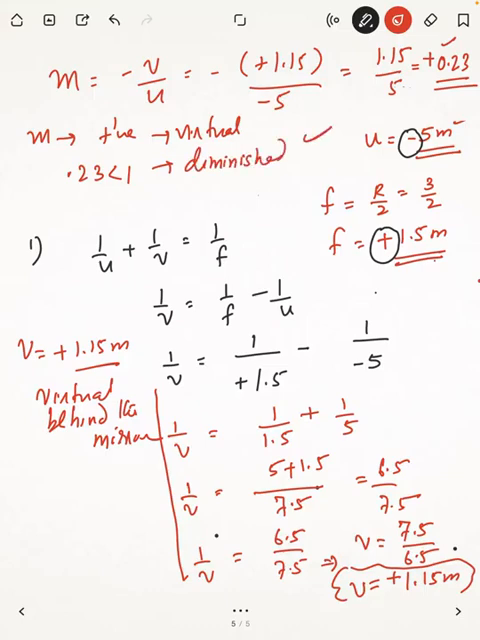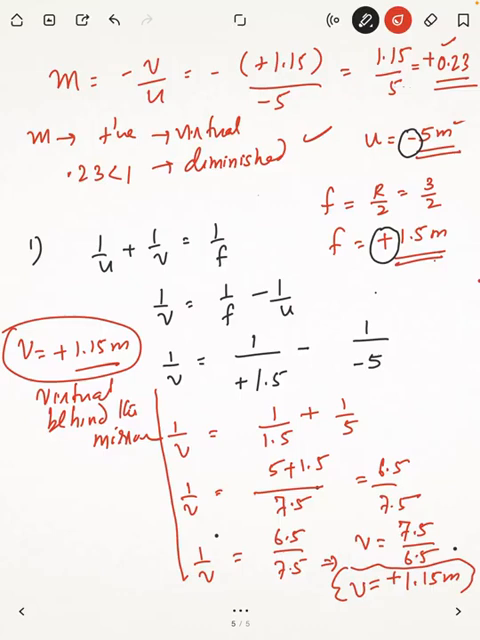So a virtual, erect, diminished image is formed, and the distance of the image is 1.15 meter behind the mirror, and thus it is smaller in size. The image is smaller in size by a factor of 0.23. So we call it a diminished image.